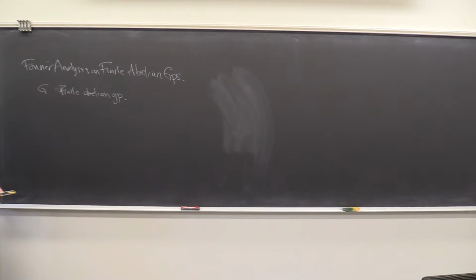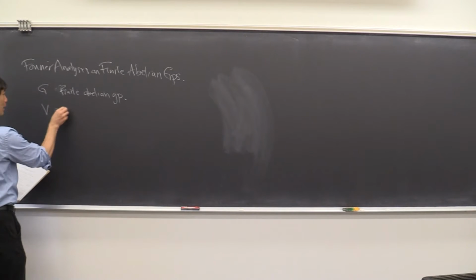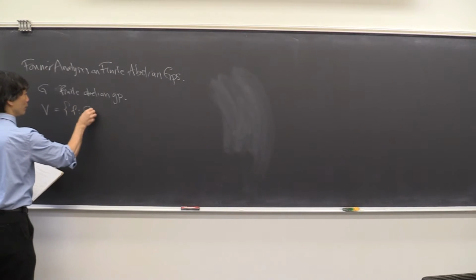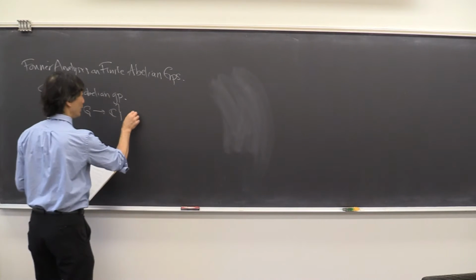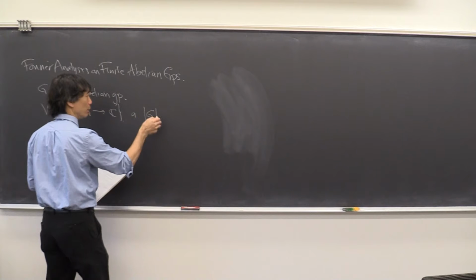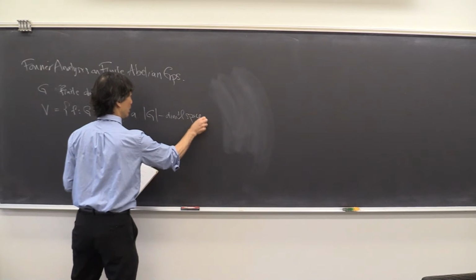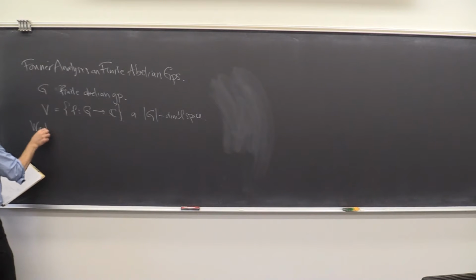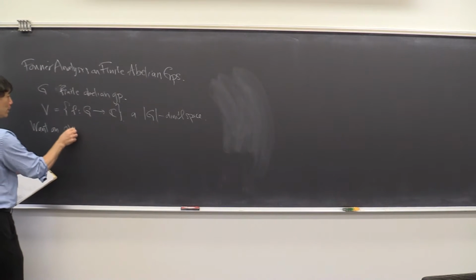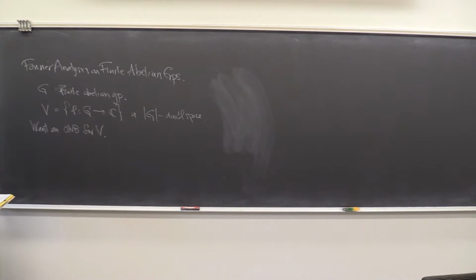We want to find an orthonormal basis for V. Exactly. So we're looking at V, the functions on the group into C. This is an order of G dimensional space, and we want an orthonormal basis for V so that we can do the Fourier analysis.